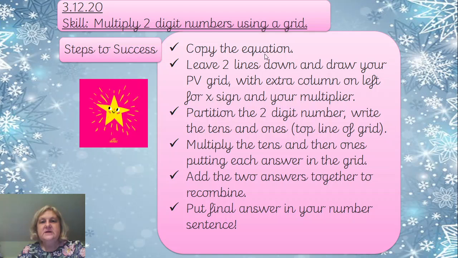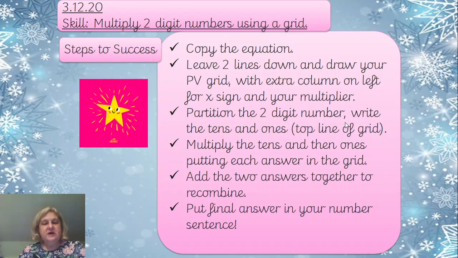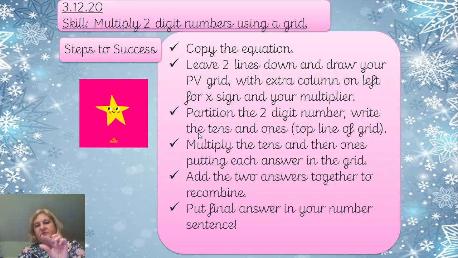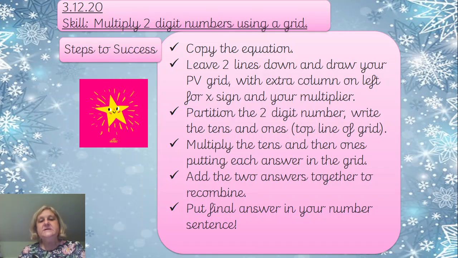And get the right answers. So you're going to copy the number sentence or the equation. You're going to leave a little space, draw your place value grid in with an extra column on the left hand side for your multiplication sign and your multiplier. That's the single digit that you're multiplying by today. You're going to partition the 2-digit number, writing the 10s and 1s at the top of the grid, and then you're going to multiply, putting each answer into the grid, getting those recombined numbers and adding them together at the end.